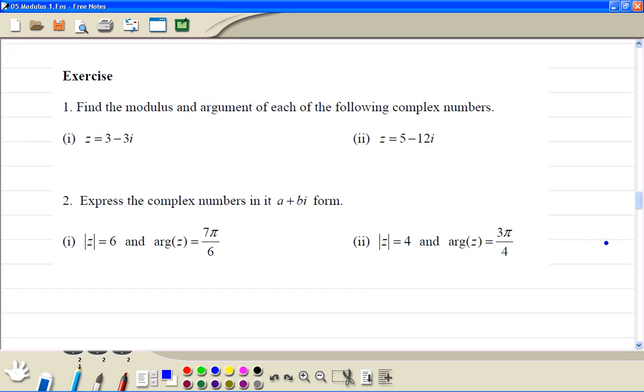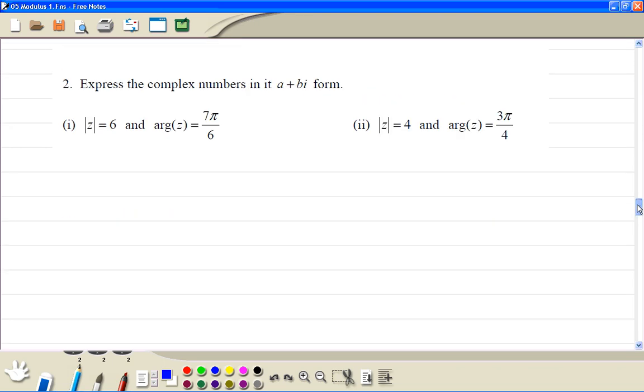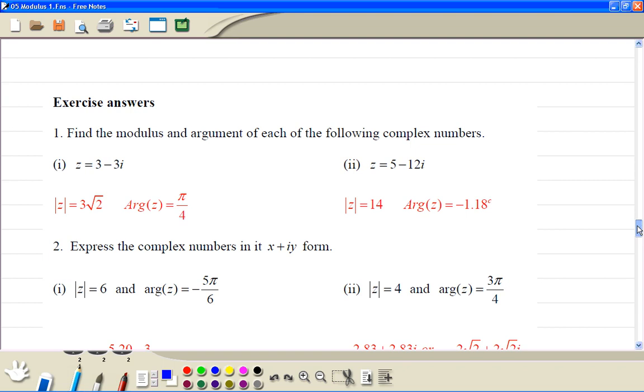Now try these questions yourself, and when you've done them, check the answers. Here are the answers.